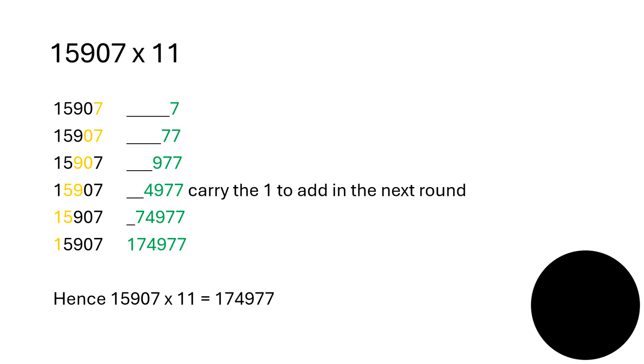Move over, our focal pair is now our focal digit at the left side. It's a 1, so write down the 1. And so it's 174977. And our answer is 174,977.